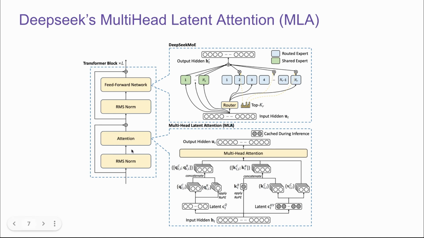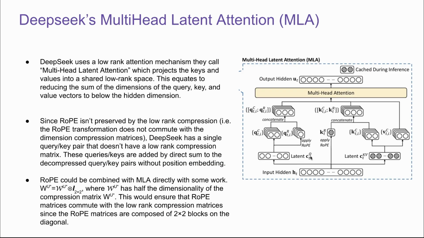This is also very important. So let's zoom into this MLA module. DeepSeek uses a low-rank attention mechanism they call MLA, which projects the keys and values into a shared low-rank space. So this equates to reducing the sum of the dimensions of the query, key and value vectors. What it does is compress the original key, value and query to a lower dimension, the same concept as what GQA would do.